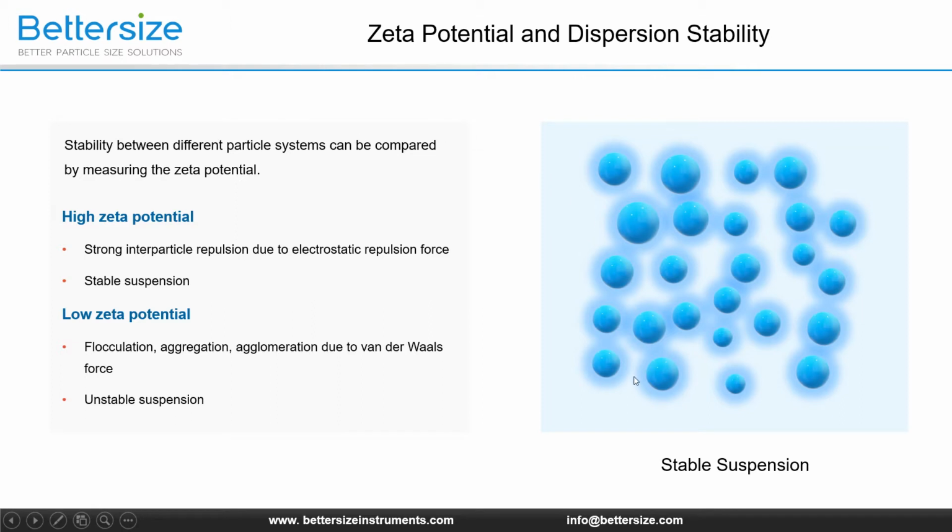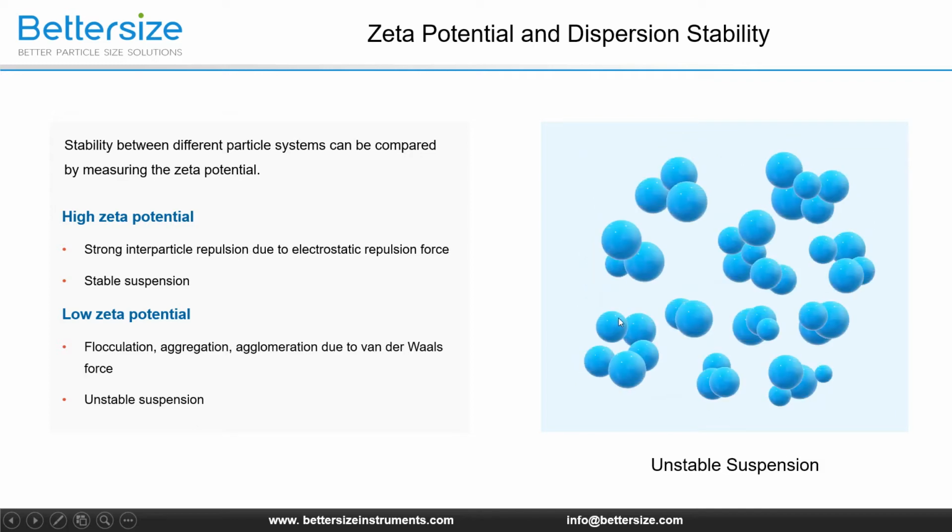Suspension systems with higher zeta potential tend to be more stable and less likely to form aggregates, while lower zeta potential leads to flocculation, aggregation, and agglomeration of particles due to van der Waals force. Measuring zeta potential is a significant application to many industries, including chemistry, chemical engineering, pharmaceuticals, environmental protection, and food science.